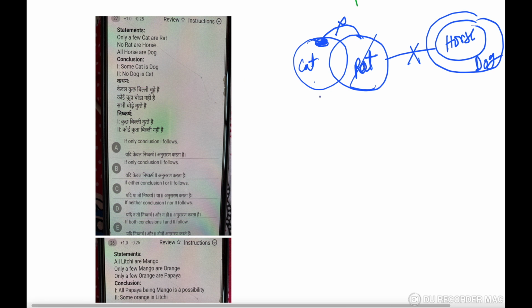Conclusion 2: No dog is cat. Now, some cat is dog being false means we cannot say actually, we are not sure. Regarding no dog is cat, also we are not sure. But the variables are the same. So what can we say? We can say either or. So either conclusion 1 or conclusion 2, option C.